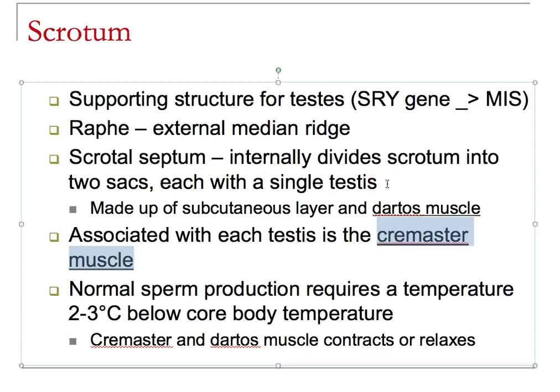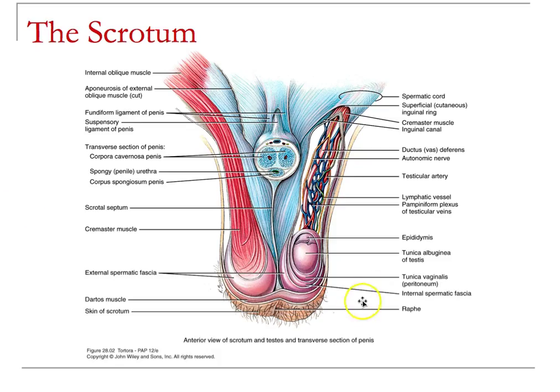The reason why your body actually keeps the testes outside is that they need to be about 2 to 3 degrees below core temperature, and the cremaster muscle and the dartos muscle work together to ensure that the appropriate distance for the testes away from the body will allow for proper development of the actual spermatocytes. You can see this here. Here's that raphe we were talking about a moment ago.